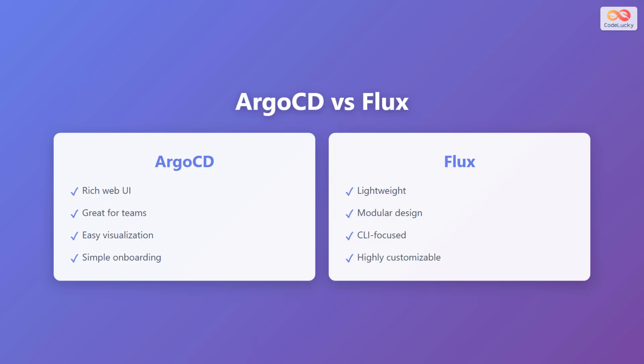On the other hand, Flux has its own strengths. It's lightweight and has a smaller resource footprint, making it efficient for clusters with limited resources. Its modular design allows you to customize and extend functionality based on your specific needs. Flux is CLI-focused, which appeals to teams that prefer command-line workflows and automation. Finally, Flux is highly customizable and integrates well with other Cloud Native Computing Foundation tools. Both tools implement GitOps principles effectively, so your choice depends on whether you prefer a graphical interface and ease of use with ArgoCD or a lightweight, modular, and CLI-driven approach with Flux.